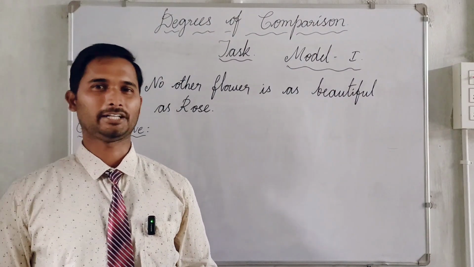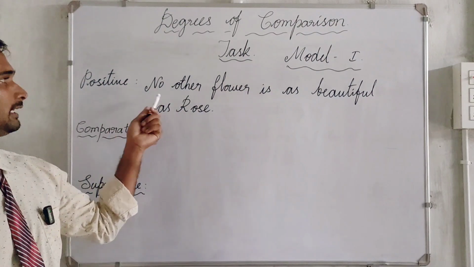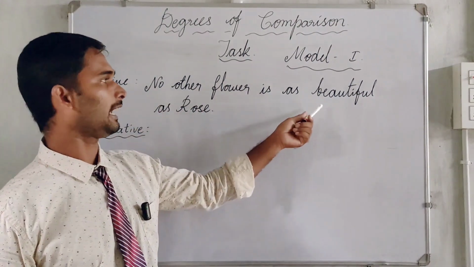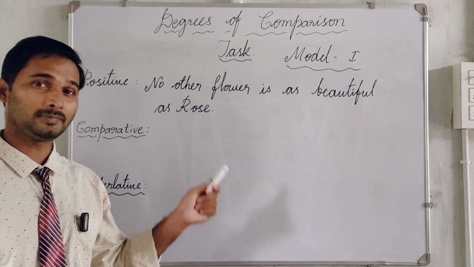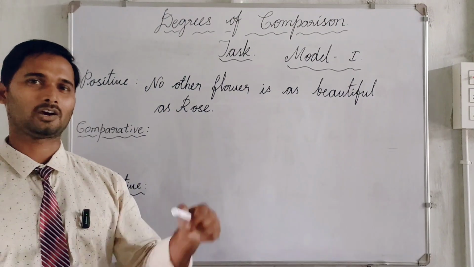Let me check how far you understood the models. Here is a Model 1 task. The positive one: No other flower is as beautiful as rose. Please change it into comparative and superlative forms. Comment them in the comment box.